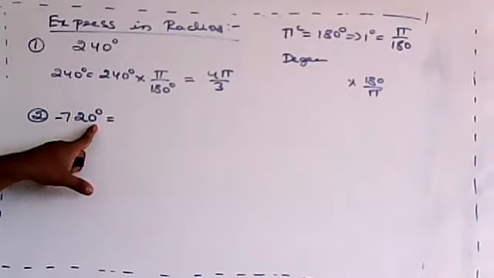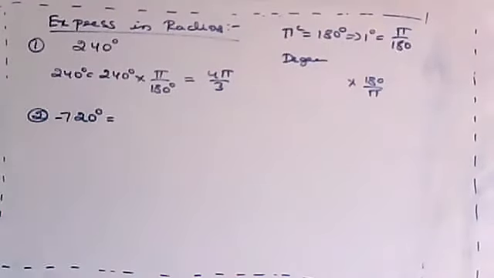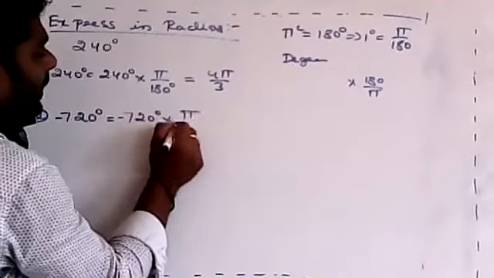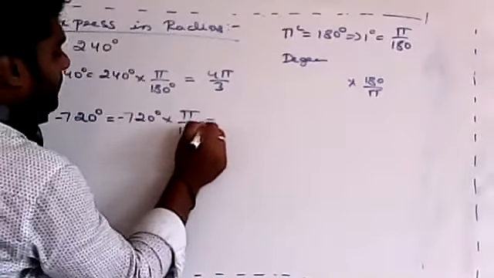Okay. So 720 degree, we'll write as what? 720 degree into pi by 180 degree. Now just check that one. What do you get as the answer?